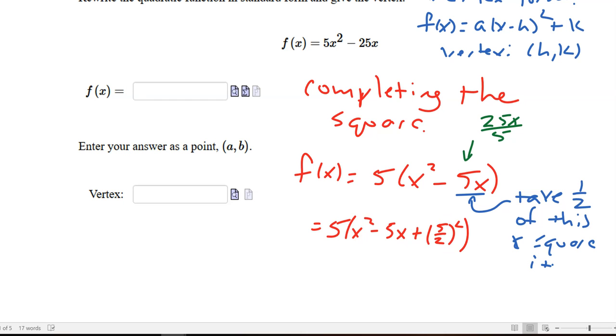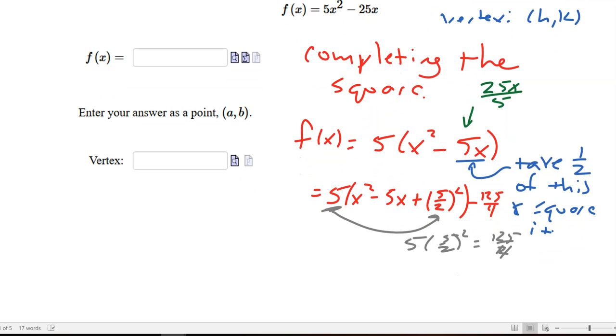Now, you can't just randomly add numbers, right? The only number that you can add is 0, and I've just added something else. But you have to be really careful, because since I put it inside parentheses, what I really have here is 5 times the 5/2 squared, which is 125 over 4. So since I added 125 over 4, I have to turn around and subtract that as well.